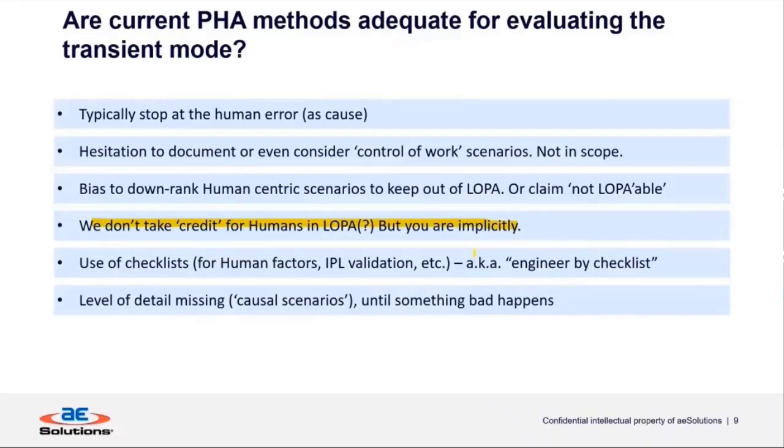Some people try to handle this by checklists. We cover human factors in checklists, and it's just like anything else you try to engineer by checklist. It cannot be done. There's always going to be something not on the checklist that you needed to look at. So it's not a valid way to do it. And then, as I mentioned, the level of detail from causal scenarios is really missing from our PHA. They're too simplistic, and they don't really describe how accidents can occur and how they can arise.